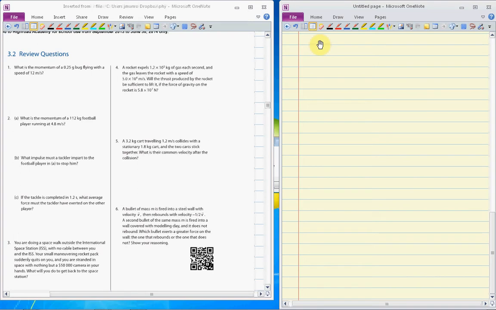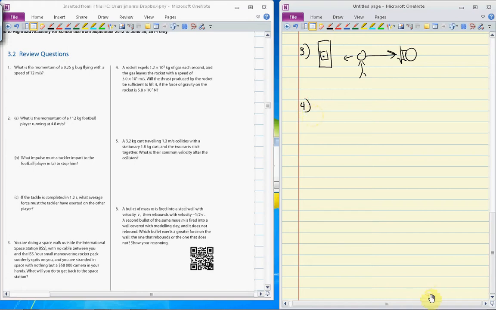In question 3, trying to get back to the space station, you just need to remember that you would throw the camera in the direction opposite to you. So if the space station is over here and you want to get back to it, you would throw the camera away from the space station and you would be moved in the opposite direction, back to the space station.